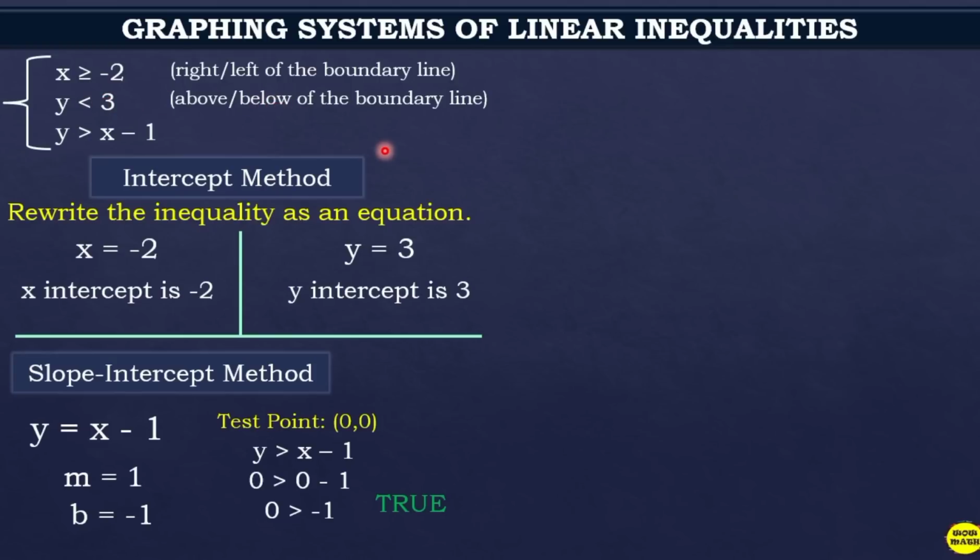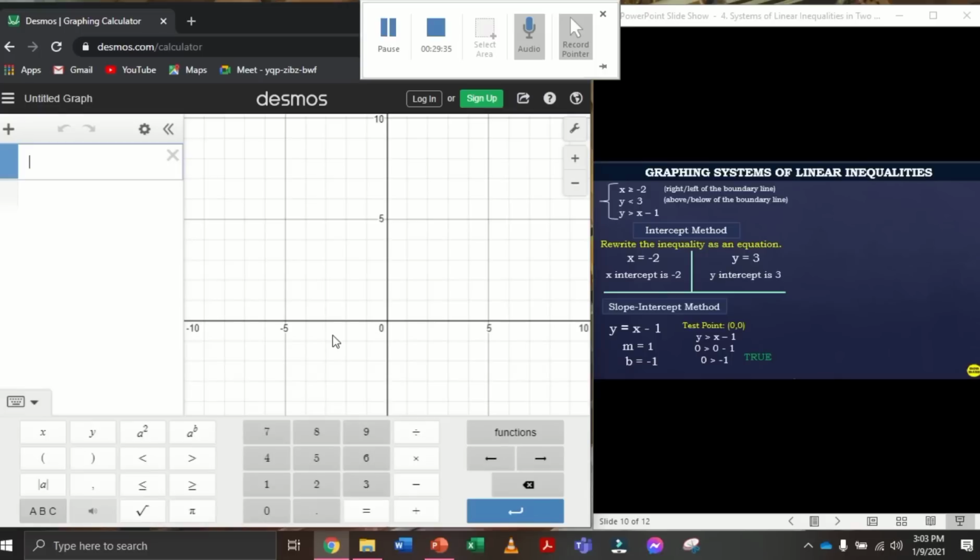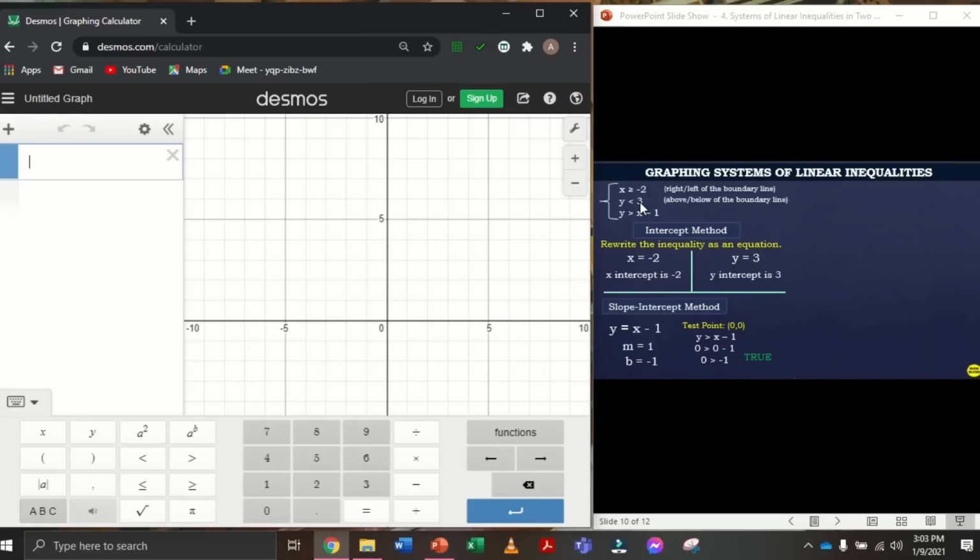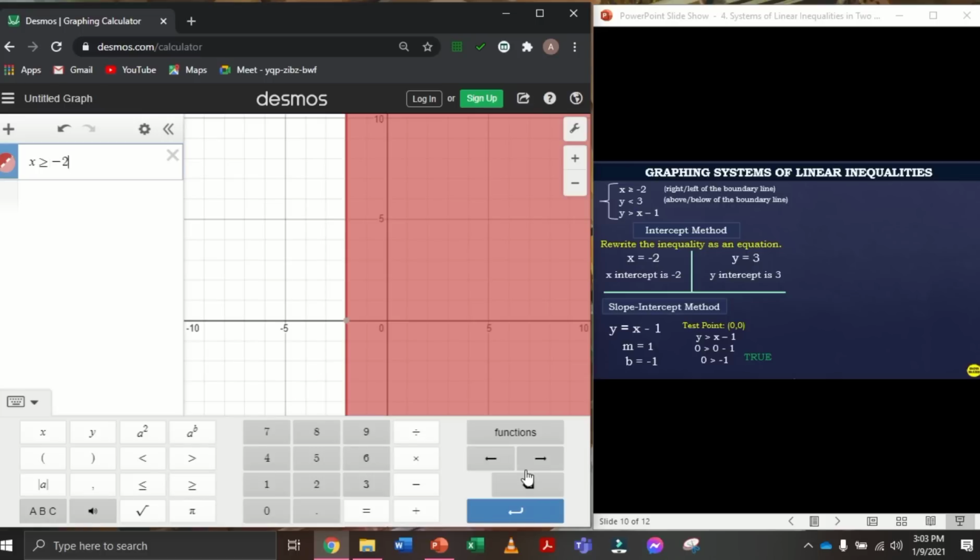So, i-graph natin sa Desmos. Okay, i-graph natin itong x-intercept. Tingnan nyo ang lalabas ha. X is greater than or equal to negative 2. Okay, so as you can see, nasa right yung shaded niya. Okay, kasi po, kaya hindi mo na kailangan gumamit ng test point kapag isa lang yung variable mo. Ito lang po siya, right or left. Right kapag ito, greater than or equal. So, since greater than siya, nasa right.